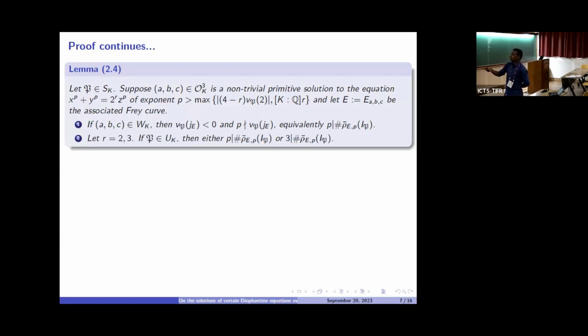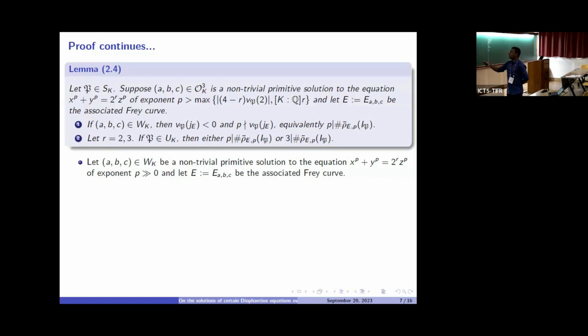So let R equal 2, 3. If you take a prime P belonging to U_K, so basically I just recall our two main results: one is for solutions ABC belonging to WK, another is for solutions ABC belonging to O_K, Q with the condition R equal to 2, 3. That's why we are looking at what reductions we have for each case. If you take a prime P belonging to U_K, then we have these two: either P divides the kernel of rho bar E,P restricted to I_beta, or 3 divides the kernel of rho bar E,P restricted to I_beta.